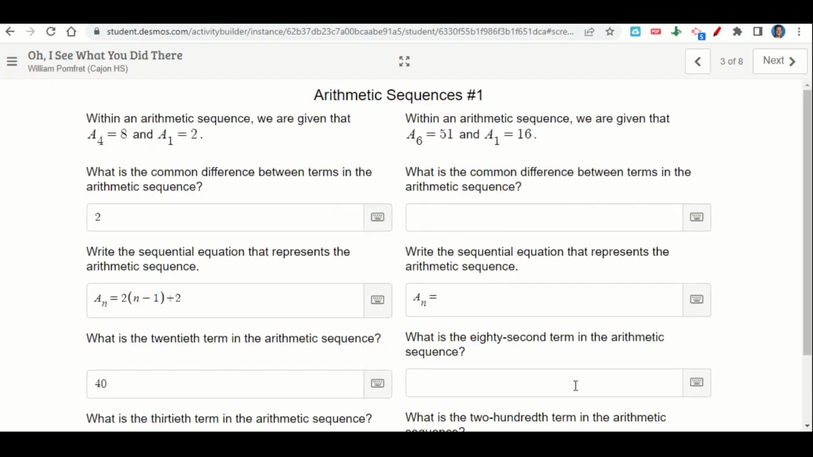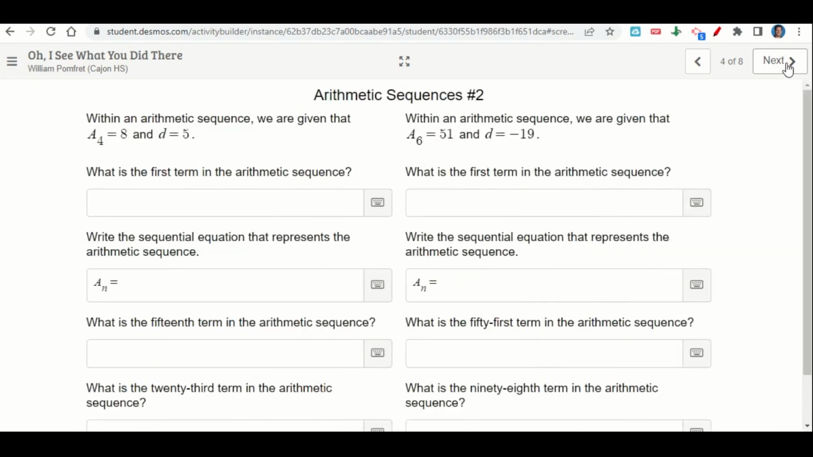Then you'll do that exact same process for this sequence here. And then we'll go ahead and click next. Then it says within this sequence, we're given that A4 is 8 and D is 5. So it says, what is the first term?